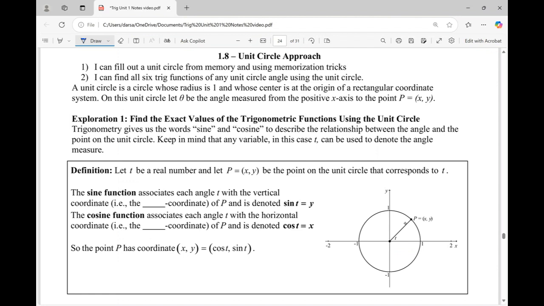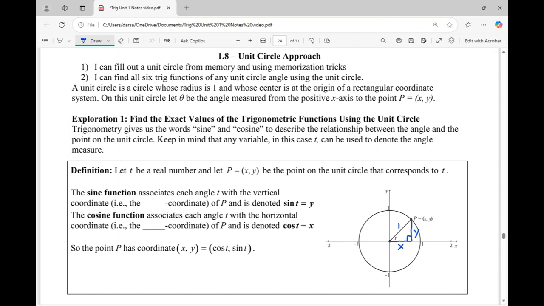So if we look at this angle that we have called T and we create the reference triangle, then this hypotenuse is of length 1. Now, if this point right here is the xy coordinate point (x, y), how do I graph this point? Well, I would have to go this direction for a length of x and this direction for a length of y. And that would take me to the point P, which is (x, y).